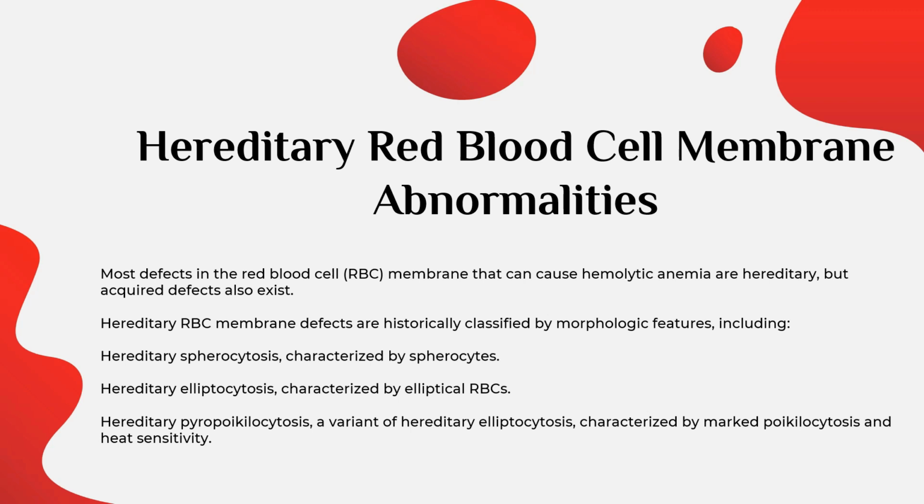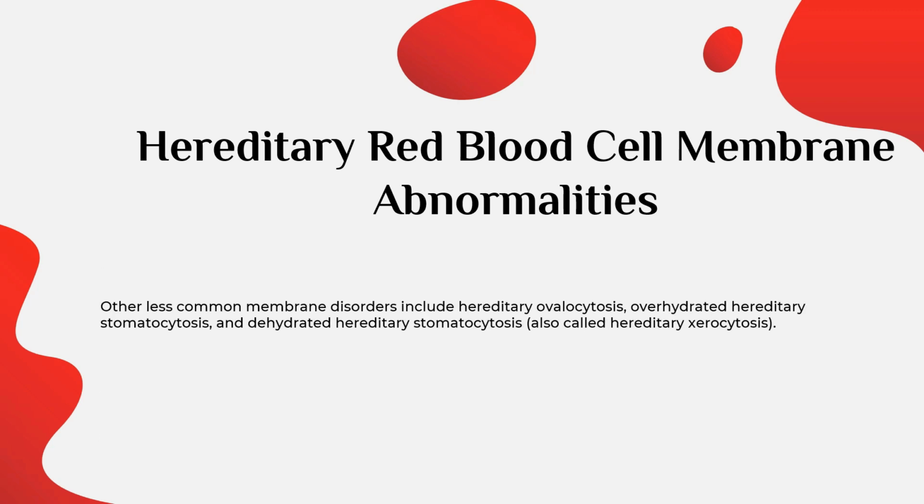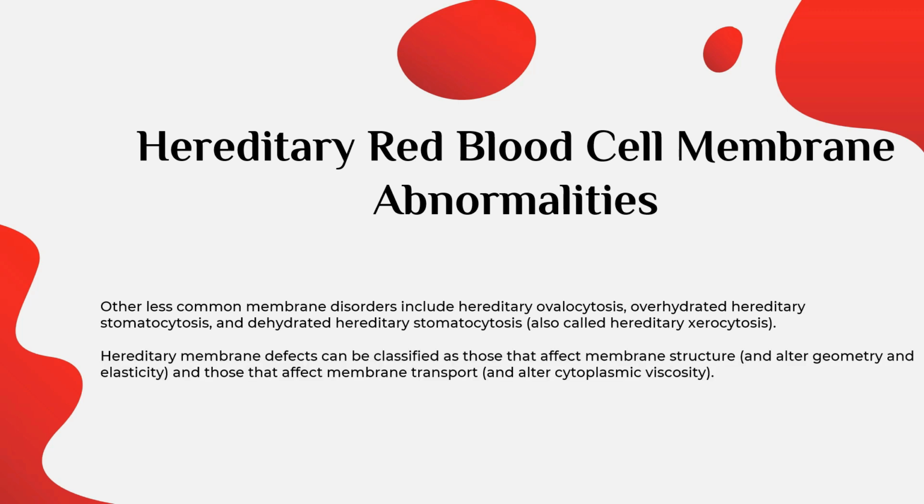Hereditary pyropoikilocytosis, a variant of hereditary elliptocytosis, is characterized by marked poikilocytosis and heat sensitivity. Other less common membrane disorders include hereditary ovulocytosis, overhydrated hereditary stomatocytosis, and dehydrated hereditary stomatocytosis, also called hereditary xerocytosis. Hereditary membrane defects can be classified as those that affect membrane structure, and alter geometry and elasticity, and those that affect membrane transport, and alter cytoplasmic viscosity.